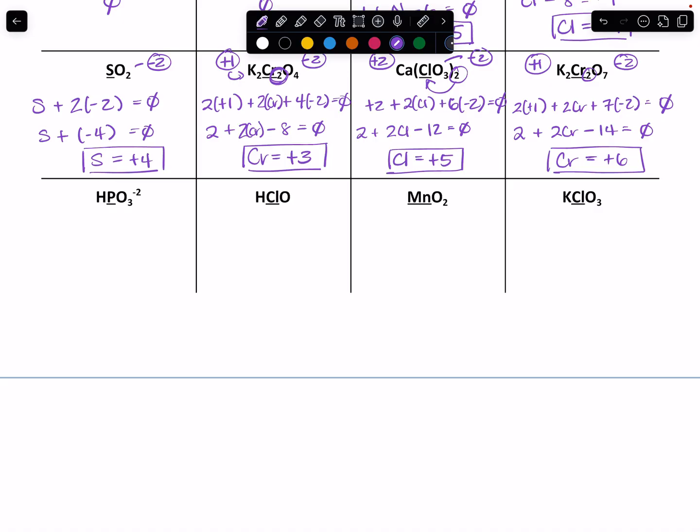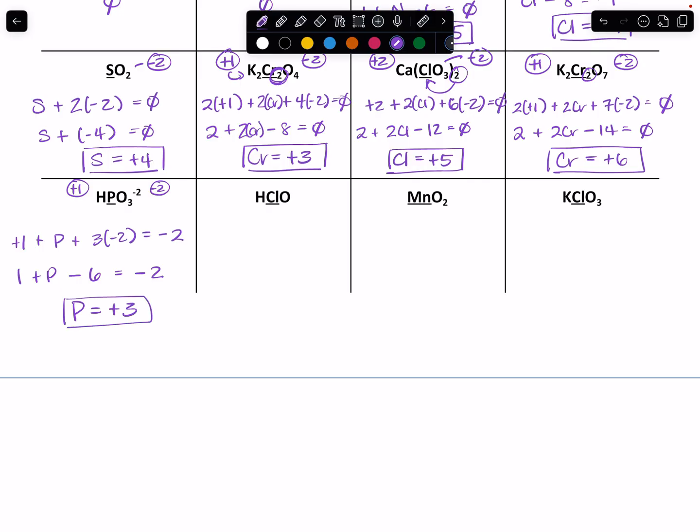All right, HPO3 2-. So this is hydrogen phosphite. +1 for the hydrogen, -2 for my oxygen. So I've got +1 plus 1 phosphorus plus 3 times -2 for the oxygens. Now this is an ion, so it equals that charge. So -2 overall. So I have 1 plus phosphorus -6 equals -2. So that would be -5. I take it over, and phosphorus is going to have a +3 oxidation number.